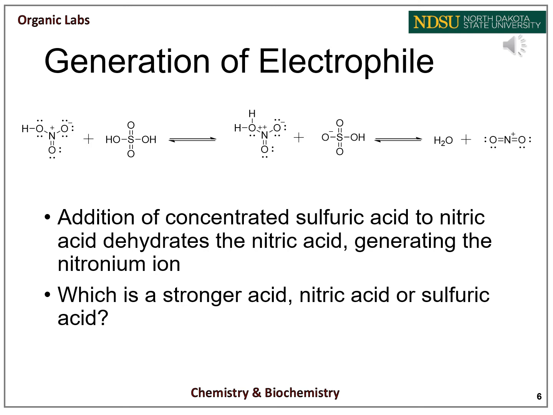In this reaction, the first thing we do is a generation of our electrophile, the nitronium ion. Concentrated sulfuric acid is added to concentrated nitric acid, generating the nitronium ion through dehydration of the nitric acid. Between sulfuric acid and nitric acid, which is a stronger acid and how does that cause this reaction to proceed?